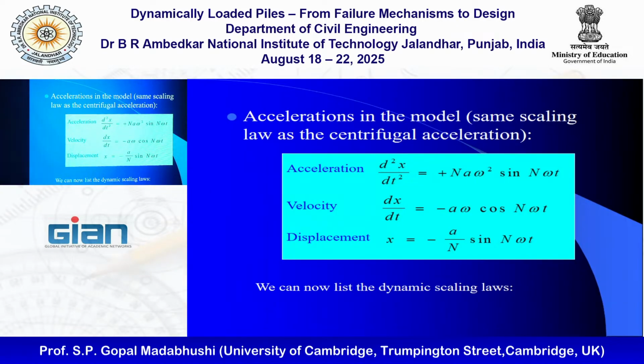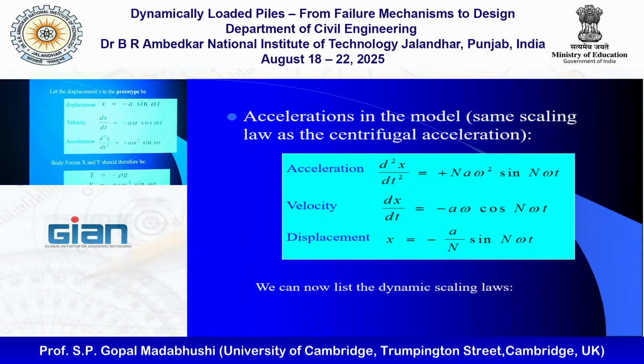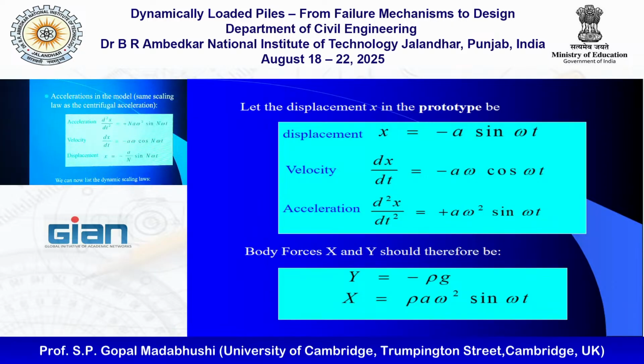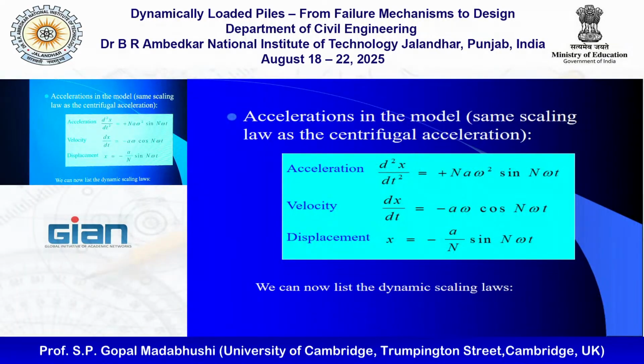If I go back to the previous slide, frequency was omega t. Here, frequency is n omega t. And this is a bit unfortunate. This is not working in our favor. I can match the acceleration and I can match the displacement perfectly, but I can only do this if I shake my model n times faster than the actual earthquake frequency.